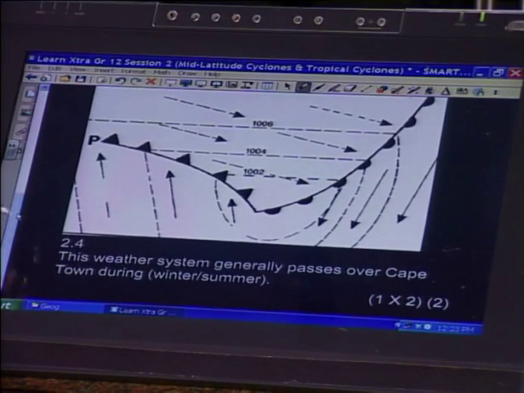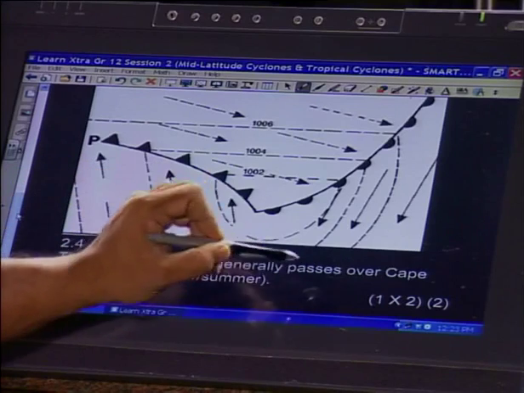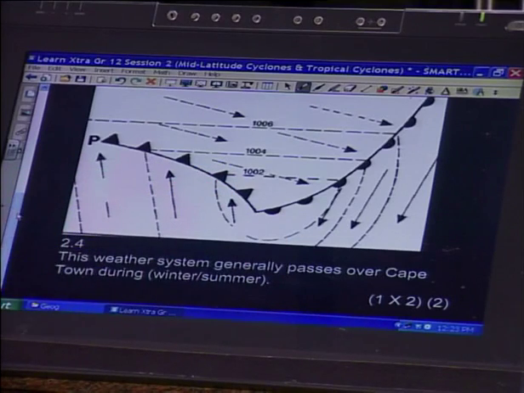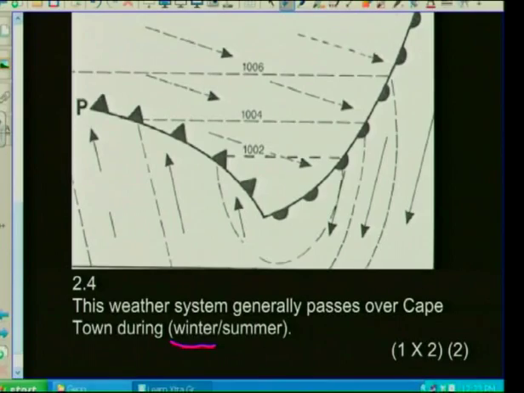The weather system generally passes over Cape Town during winter or summer. Again, from your knowledge, you know that it passes during winter. Okay?